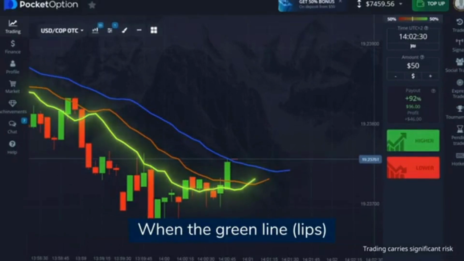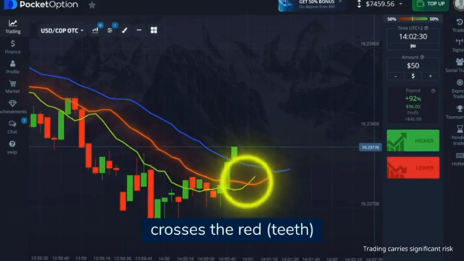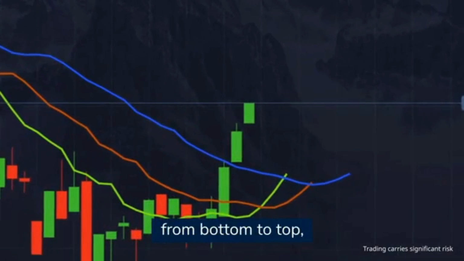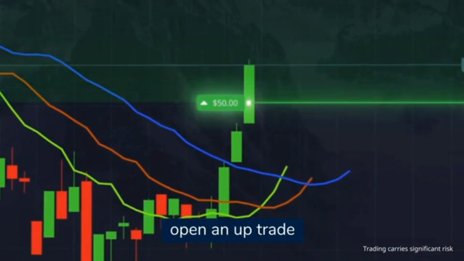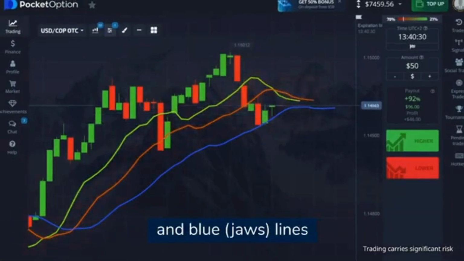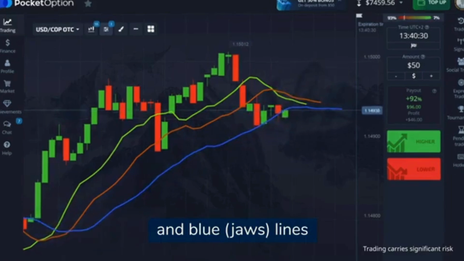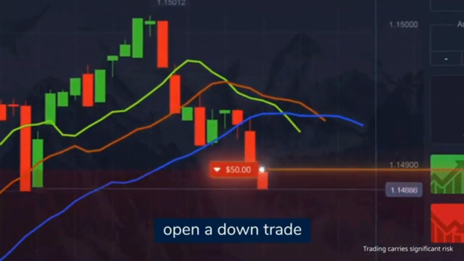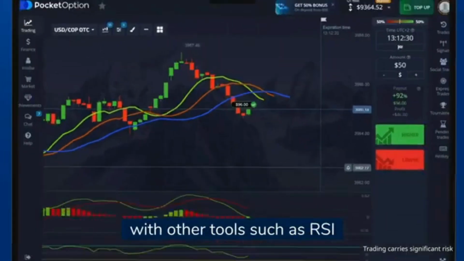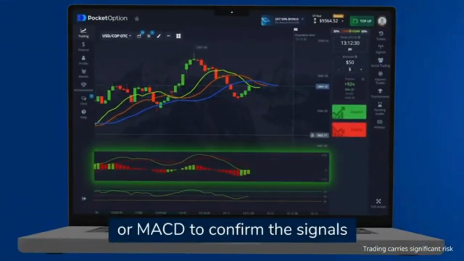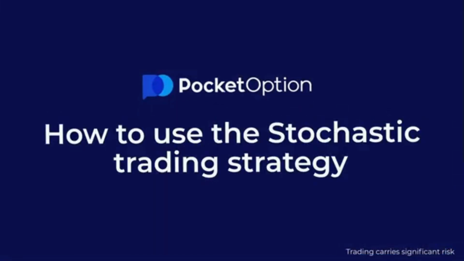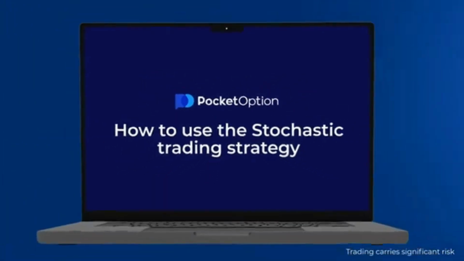When the green line, lips, crosses the red, teeth, and blue, jaws, lines from bottom to top, open an up trade. When the green line, lips, crosses the red, teeth, and blue, jaws, lines from top to bottom, open a down trade. For best results, combine the Alligator indicator with other tools such as RSI or MACD to confirm the signals.